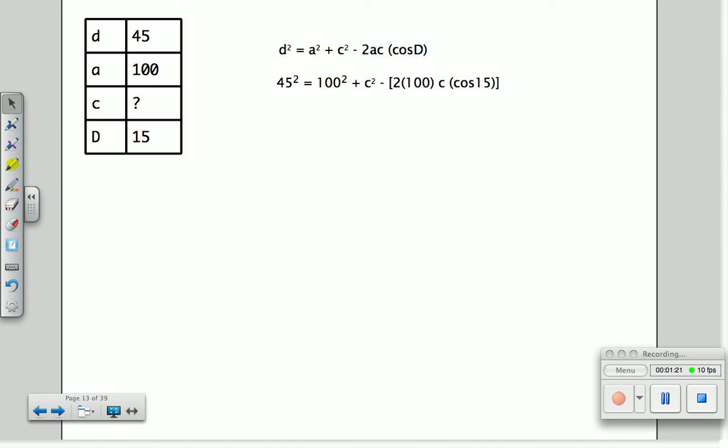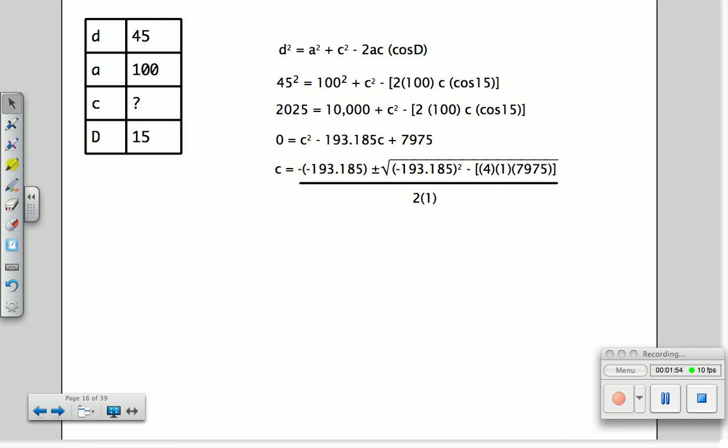So when we plug in the values, we get 45 squared equals 100 squared plus C squared minus 2 times 100 times C times cosine of 15. When simplified, 2025 equals 10,000 plus C squared minus 2 times 100 times C times the cosine of 15. When the equation is simplified, it is 0 equals C squared minus 193.185C plus 7,975. When solving for C, use the quadratic formula.